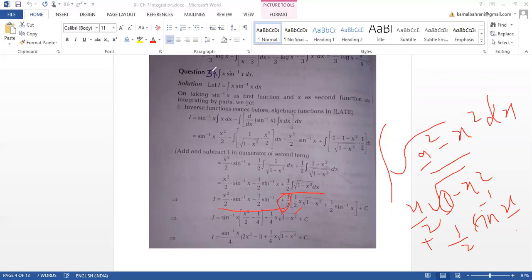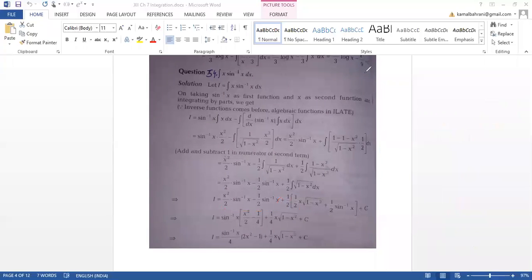Is that clear? So till now we have done this. I think this must be clear. Come to the chat box. If there is any problem, please ask.